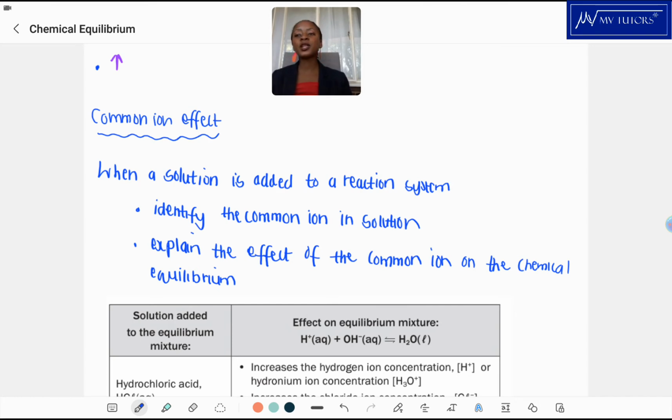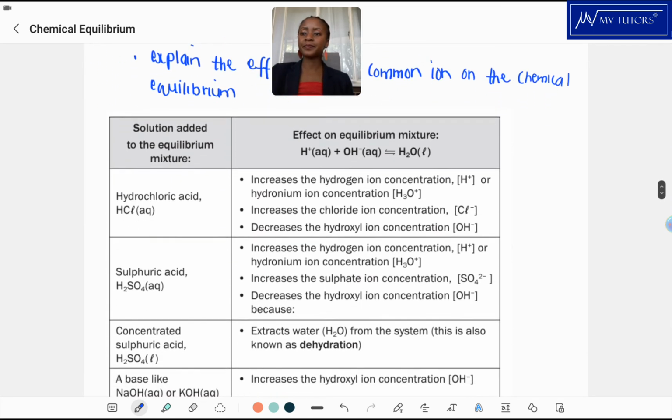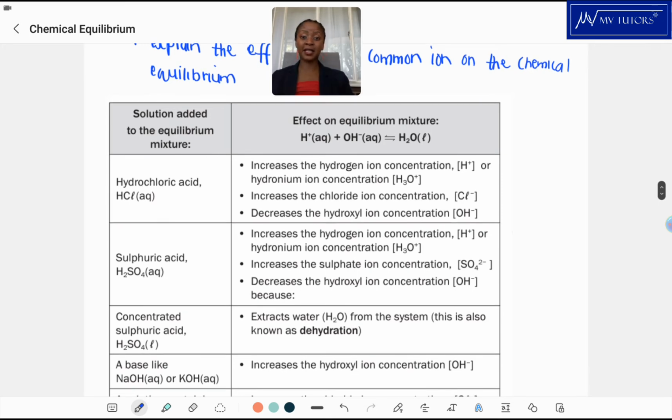So you need to identify the common ion and then explain the effect of the common ion on the chemical equilibrium. Still using Le Chatelier, you'll see what will happen if I add hydrochloric acid to the sodium chloride solution. Here, again, I got a table from the Mind the Gap study guide that is freely available on the internet, provided by the government. It just tells you what you can expect.